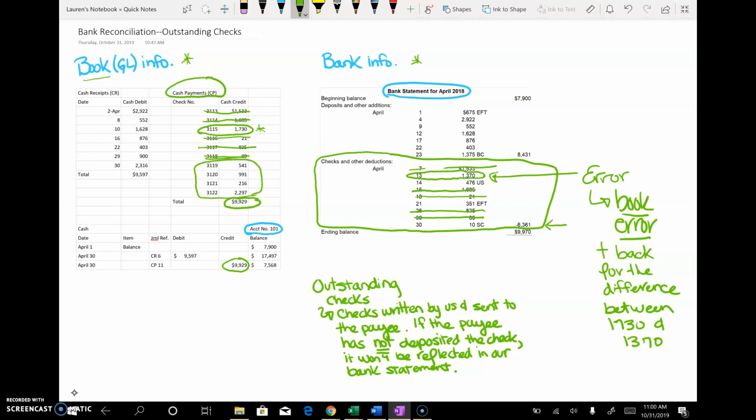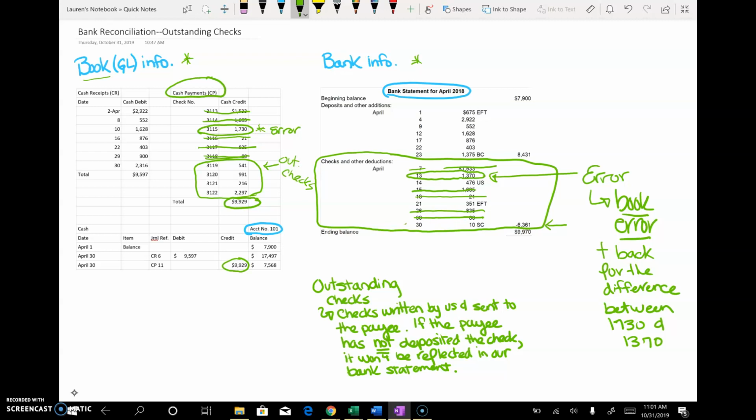So this is our error. It's not going to be an outstanding check. It's our error. These are going to be our outstanding checks. We wrote these checks during April, but they haven't cleared the bank statement as of April 30th. So they're outstanding until they clear the bank statement. We could have checks that we wrote in January, possibly the previous December, that are still sitting as outstanding checks, and they're going to remain as outstanding checks until they actually clear the bank statement.